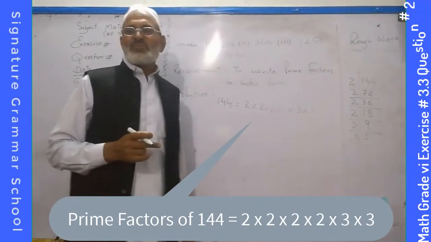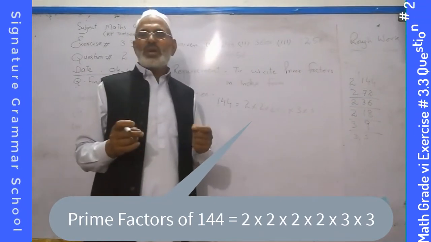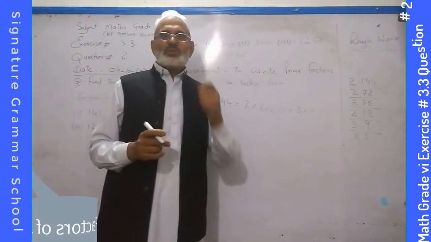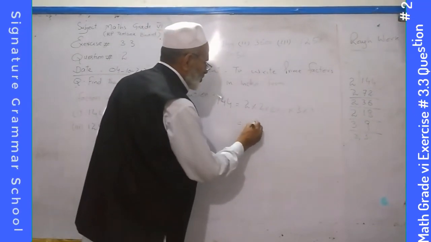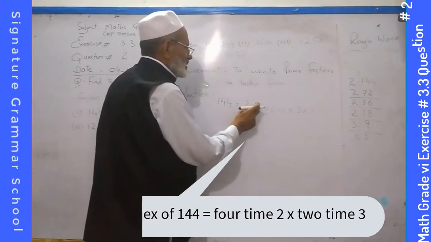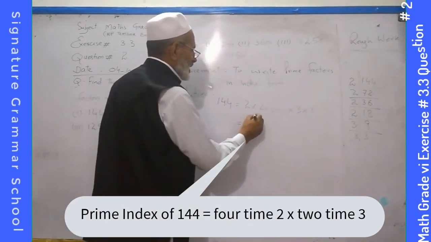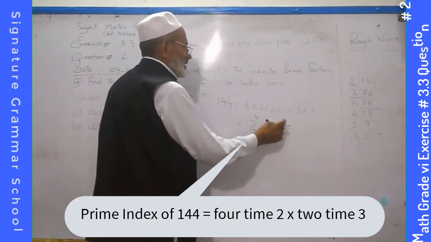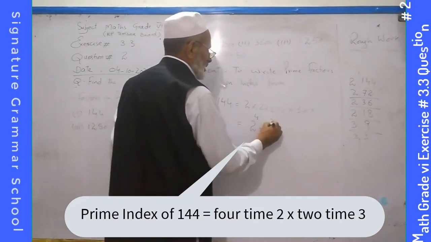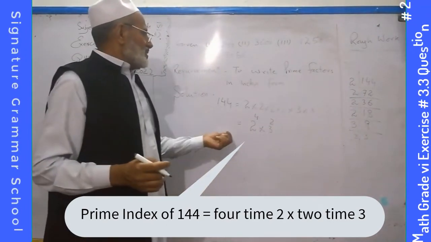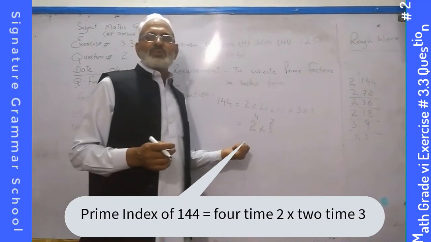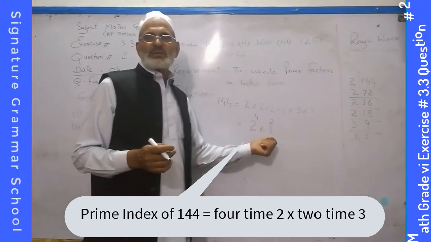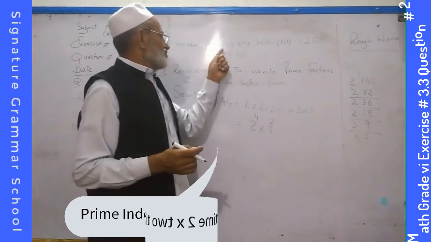These are the prime factors of 144, but we have been asked to write down these prime factors in index form. So in the index form, you will write here 2, and how many 2s are there? 1, 2, 3, 4. So its exponent will be 4. Multiplied by 3, and how many? 1, 2. So the exponent of 3 is 2. It means that 144 has 4 times the prime factor 2 and 2 times the prime factor 3. This is the answer of part 1.